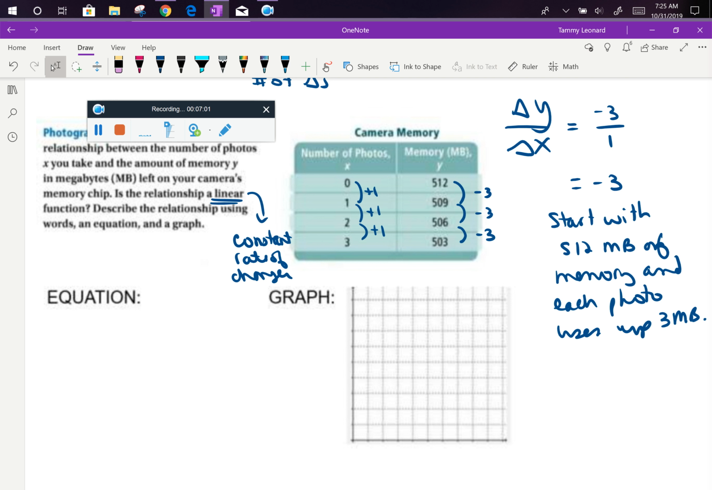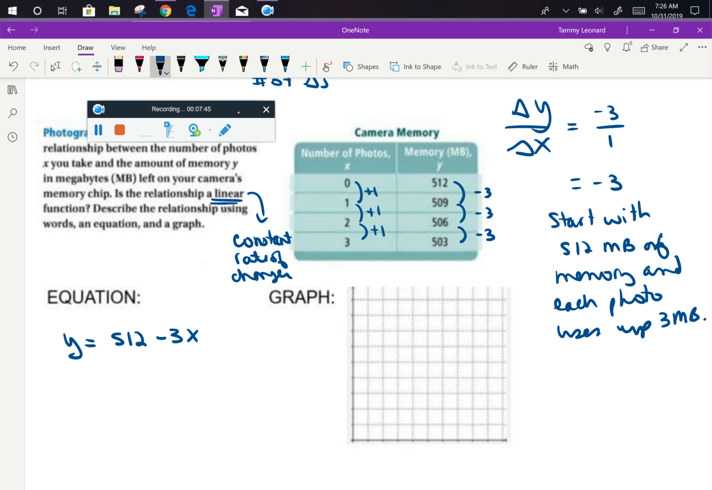If I think of that for an equation, I could say that y, the amount of memory left over, starts with the 512 and subtracts 1 times the number of photos, or just x, the number of photos. Because when x is 0, we're not subtracting anything. We keep the number of the total megabytes. But if x was 2, then we're subtracting 2 for the photos, right? X would be 2. And so we would have 512. Oh, I need to take that back. We're subtracting 3 times the number of photos because we're losing 3 megabytes per photo.